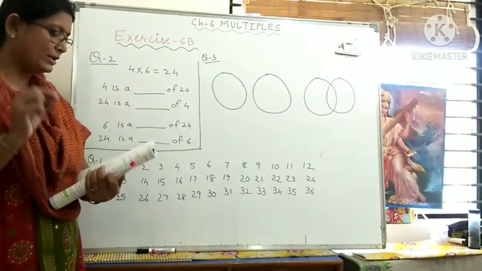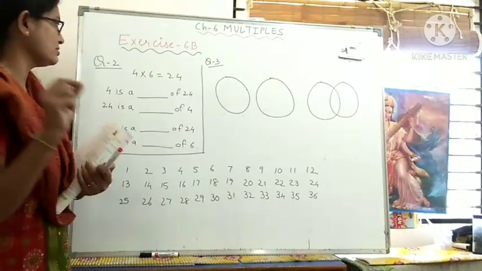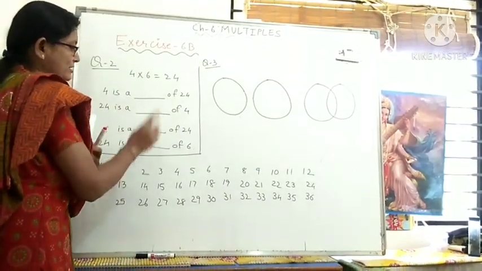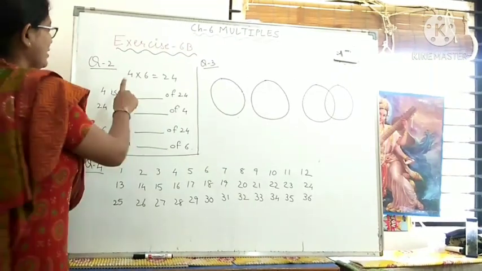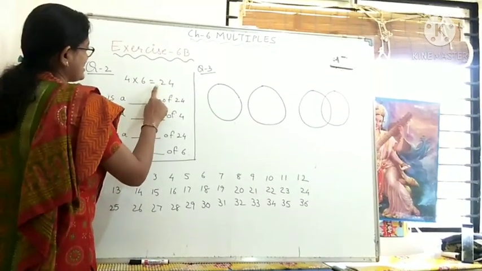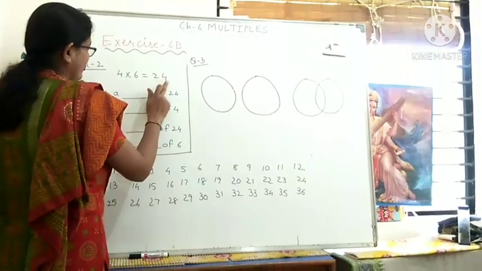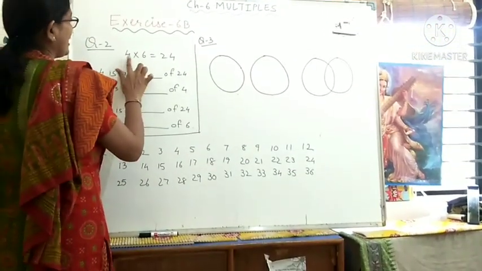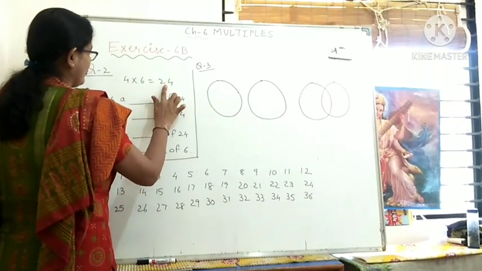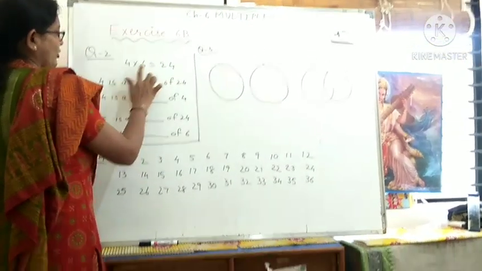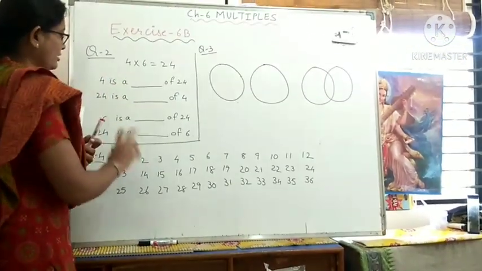Question number 2 is fill in the blanks using multiple or factor. Means we have to write multiple or factor in this blank, okay? For that, the question is 4 multiplied by 6 is equal to 24. Let me remind you, 4 and 6 are the factors of 24 and 24 is the multiple of 4 and 6. So now we will fill the blank.